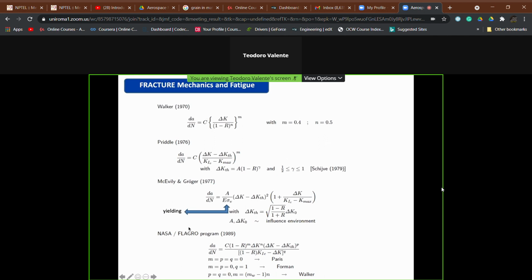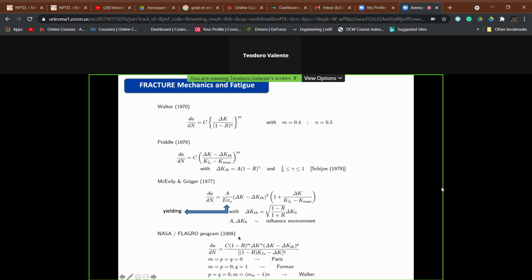And one of the last is the model developed in the NASGRO program by NASA, 89, which is a sort of generalized model, as you can see here, in which we have the possibility, depending on the value of the exponent, for example, here reported. Here you see we have three exponents, M, N, P, and Q.